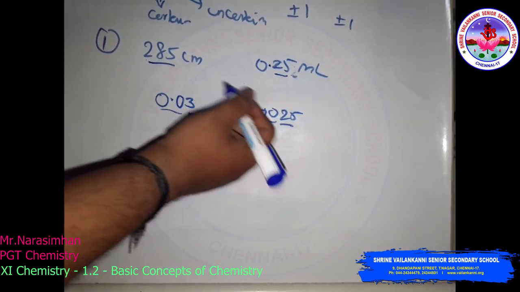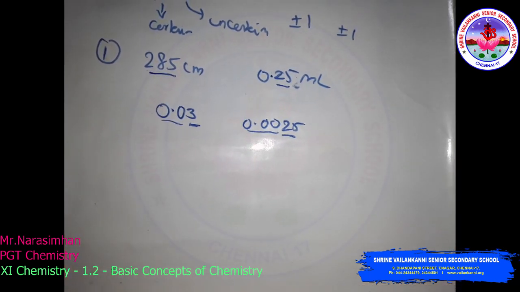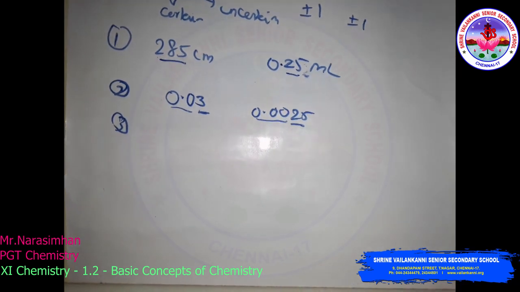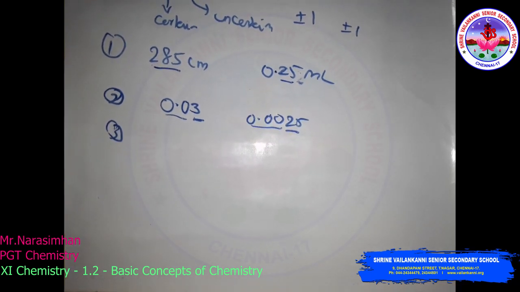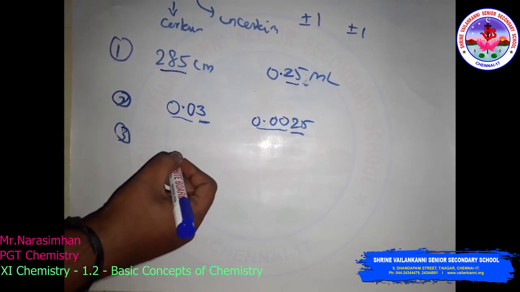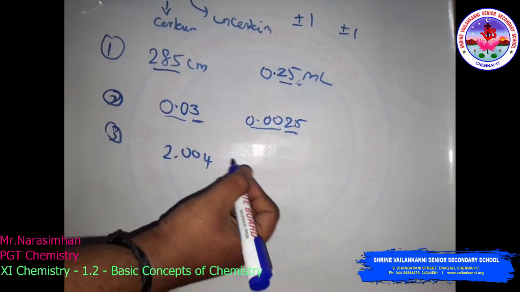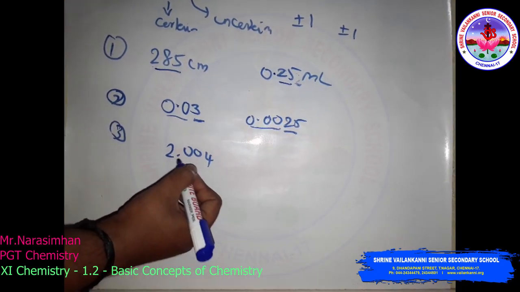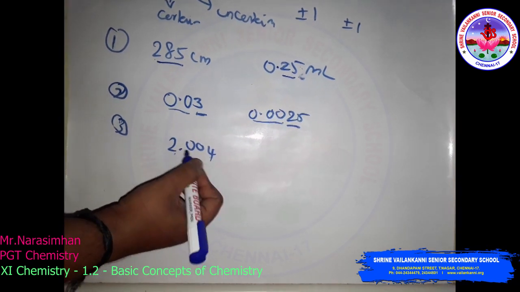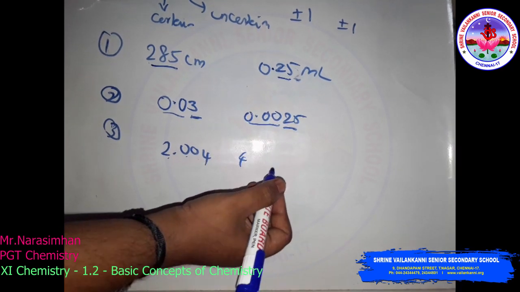Rule 3: zeros between two non-zero digits are significant. For example, 2.004 has zeros in between, so you have to count them. This is 1, 2, 3, 4, so it has 4 significant figures.